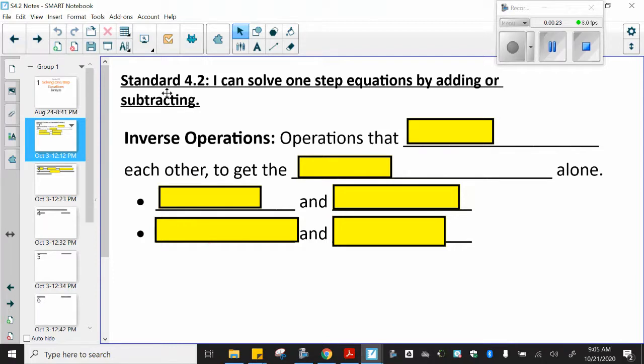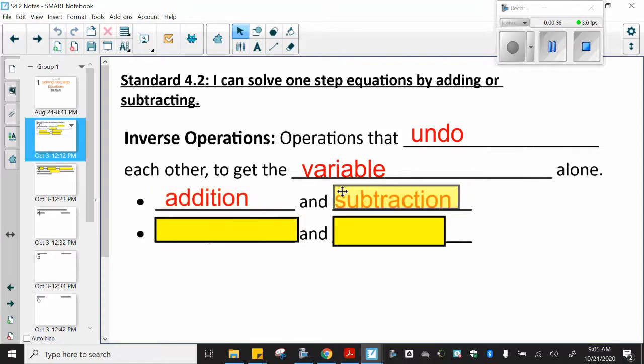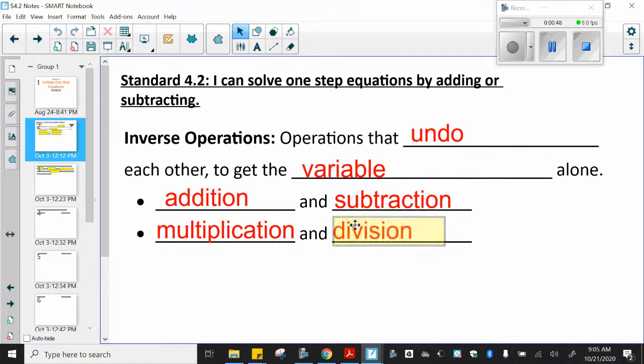All right, so first off, we need to know something here. We know inverse operations. Inverse operations are operations that undo each other to get the variable alone. We have two pairs of these that we're going to work with. We're going to start with addition and subtraction. They are opposites, right? Same step in PEMDAS because they do the same thing, but they're in fact opposites. They undo each other. Our other pair is multiplication and division.